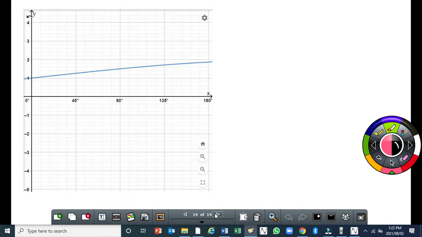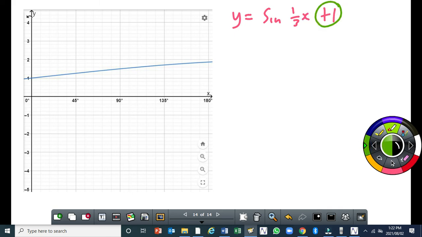The last question. You're supposed to get a graph like this. It's not a straight line. You have to use freehand to sketch this. Okay? You have to use freehand. So the equation for this graph is y equal to sine 1 over 3x plus 1. This plus 1 represents vertical shift.